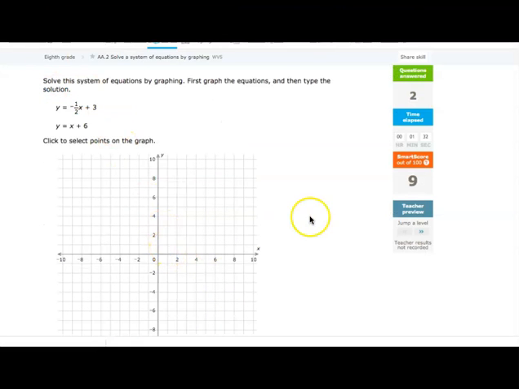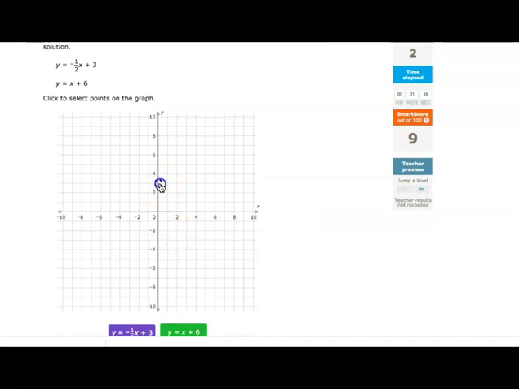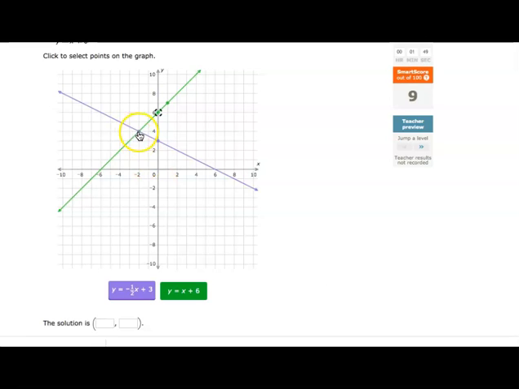So when you graph the equation, the point in which the two lines intersect is the solution. So we start with a 3 on the y. We're going up 1 over 2 for the first. And then for the second equation, we start at the 6. It's a slope of up 1 over 1. The solution is the point where they intersect. So it's negative 2, 4.